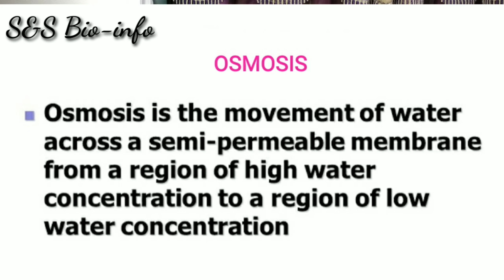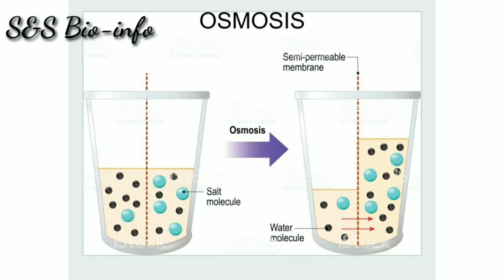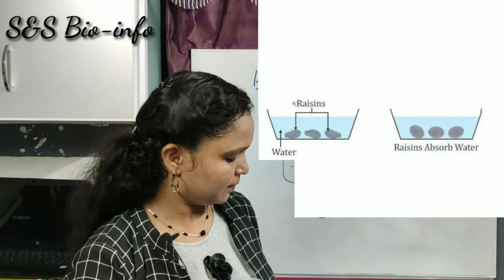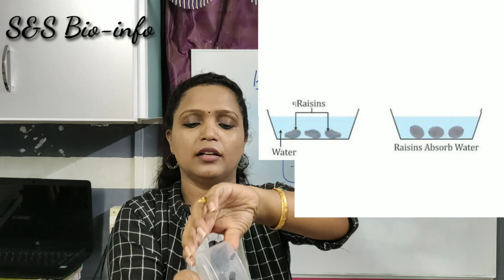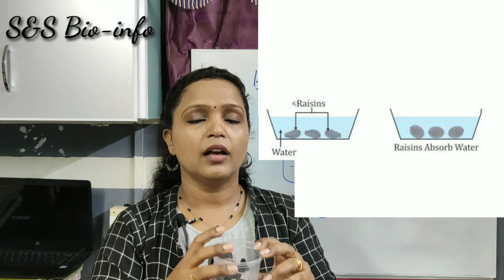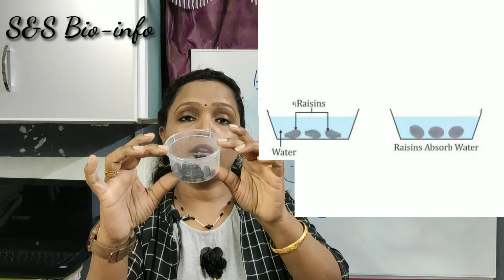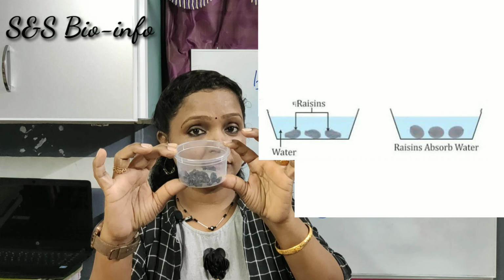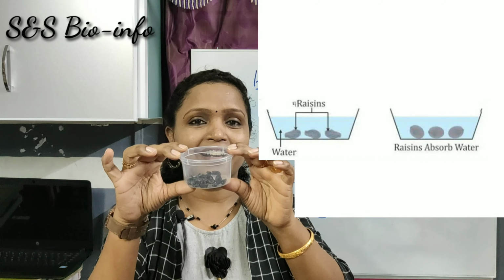Osmosis is the movement of water across a semi-permeable membrane from a region of high water concentration to a region of low water concentration. Now you can observe the diagrammatic representation of osmosis. You can do one activity at home to study endosmosis. So look at here. So here you can see some dried raisins. This is very familiar to you. Dried raisins. If we keep these dried raisins in water for a few hours, what would happen? Water will move into the dried raisins.